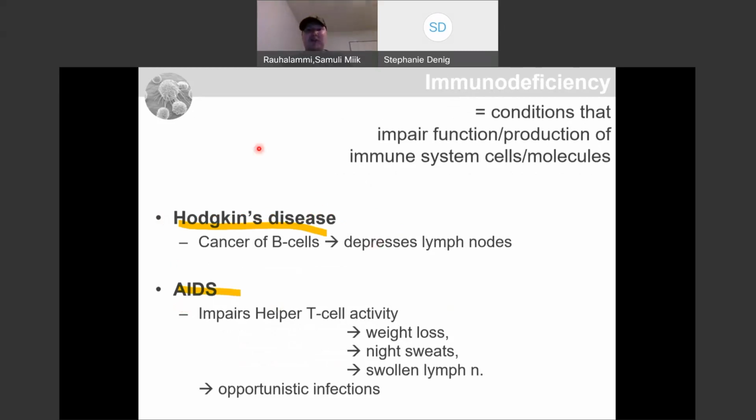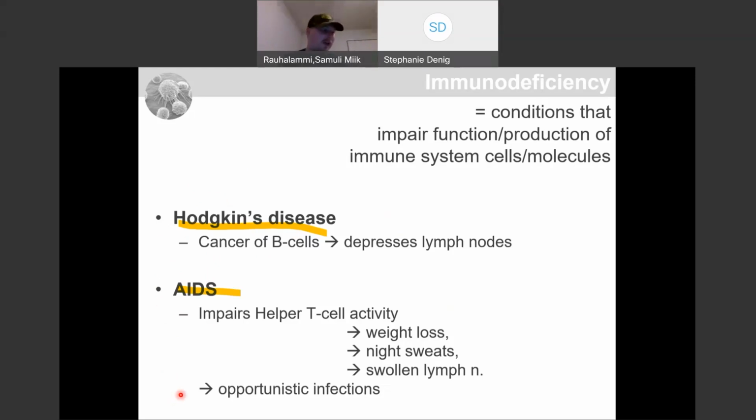I had a bunch of slides to talk about, well, when your immune system goes wrong, when there's issues with it. I'm not asking you to know these by heart. I'm just so that you can appreciate that sometimes certain conditions impair function or production of immune system cells. Hodgkin's disease is a cancer of B cells. AIDS, HIV really deals with those helper T cells. There's issues with them, but you normally don't die out of AIDS, HIV. You die due to the secondary infections that come.